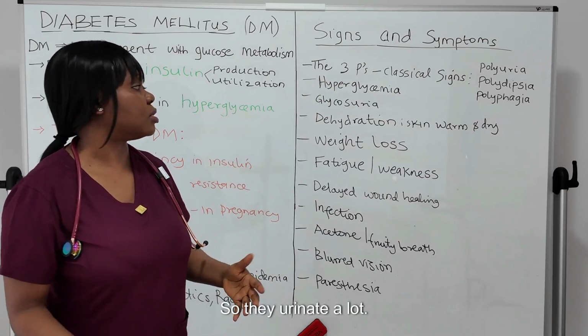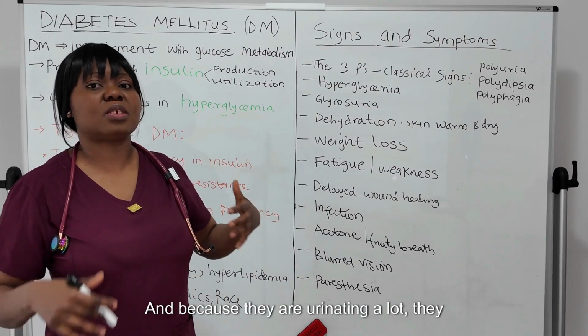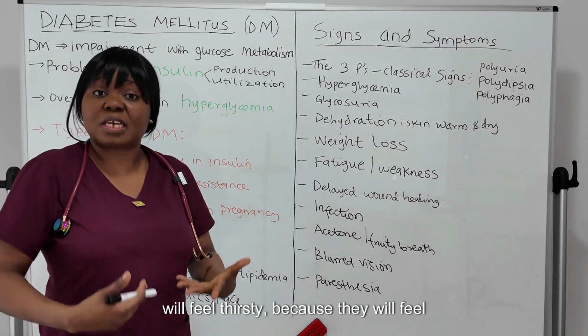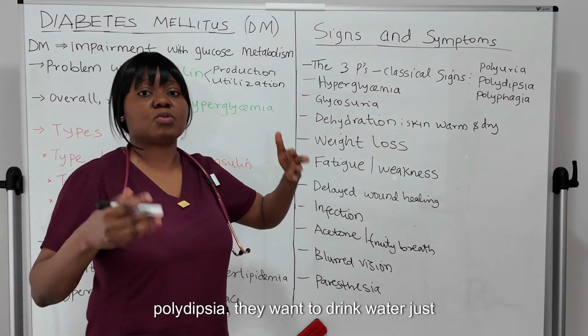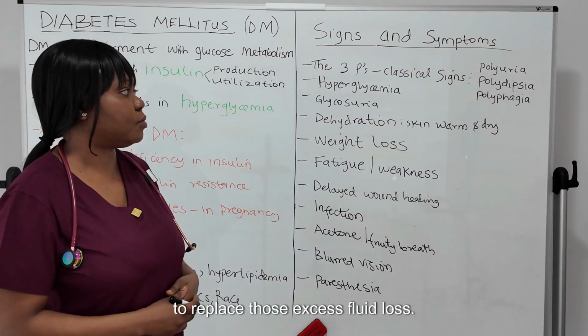So they urinate a lot. And because they are urinating a lot, they will feel thirsty because they will feel dehydrated, right? So because they feel thirsty, we call it polydipsia. They want to drink water just to replace those excess fluid losses.